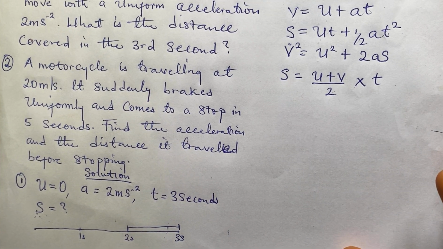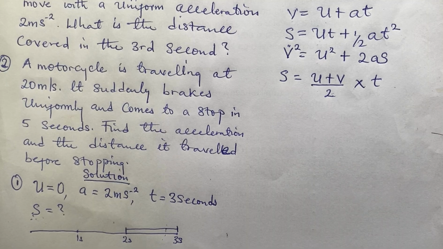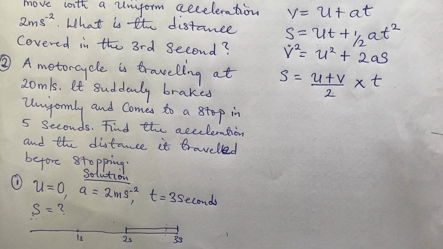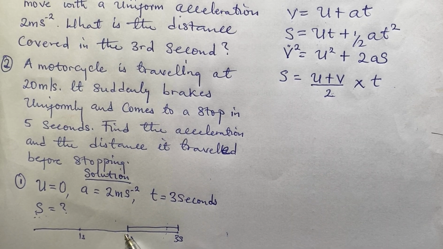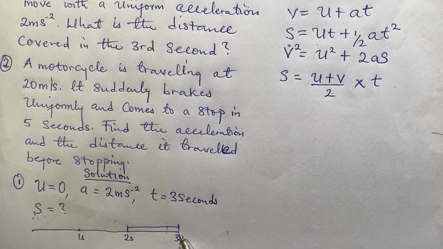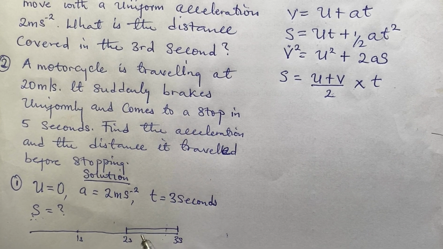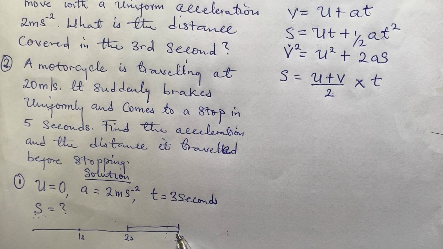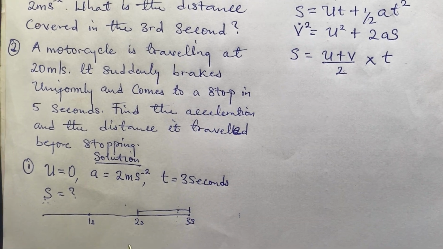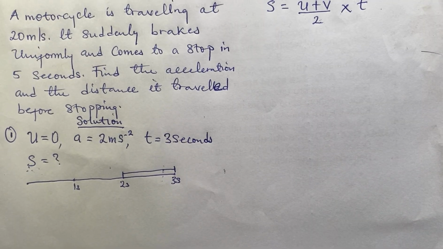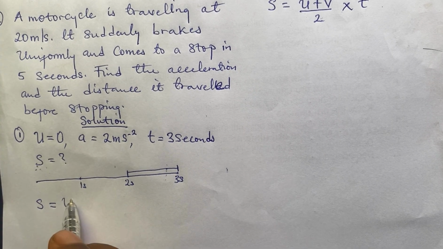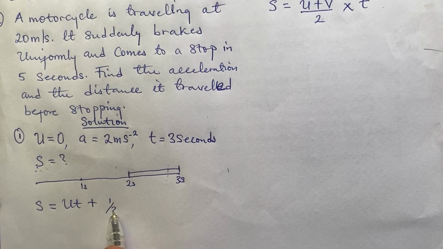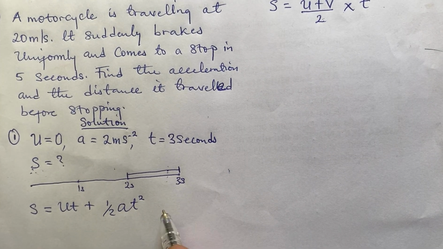Now, to solve it, you can choose any of the equations, the one that best suits you. Me, I prefer to choose this. You can choose any one you like. So you're going to find the distance after 2 seconds, find the distance after 3 seconds, and then find the distance covered in the third second. That is from 2 seconds to 3 seconds. So let's first find the distance after 2 seconds, using the second equation, that is s equals ut plus half at squared.